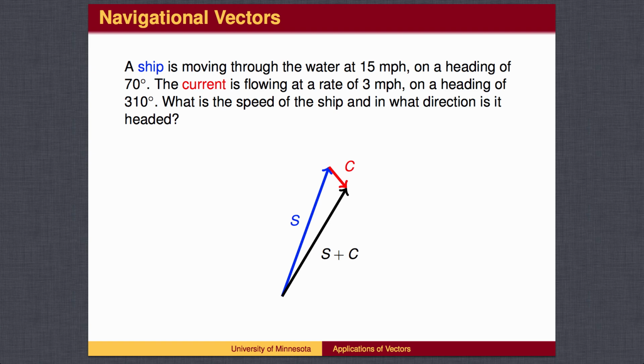A second application is in navigation. An airplane is affected by the wind. Likewise, a ship traveling through the water is affected by the current. We'll use the same procedure of converting to rectangular coordinates, then adding, then converting back.